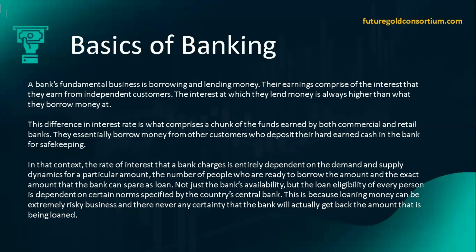In that context, the rate of interest that a bank charges is entirely dependent on the demand and supply dynamics for a particular amount, the number of people who are ready to borrow the amount, and the exact amount that the bank can spare as a loan. Not just the bank's availability, but the loan's eligibility of every person is dependent on certain norms specified by the country's central bank. This is because loaning money can be an extremely risky business, and there's never any certainty that the bank will actually get back the amount that is being loaned.